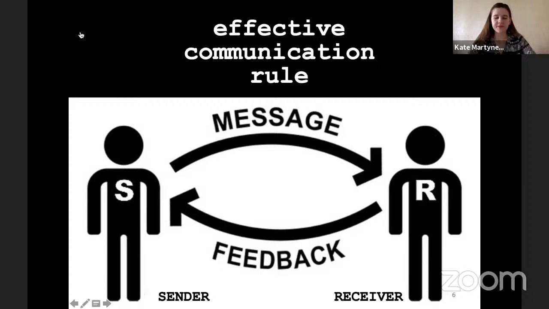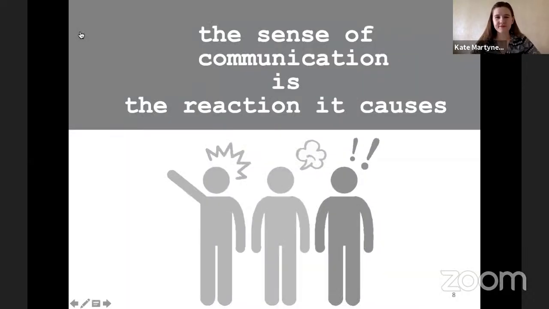So let's move on. Let's talk about the sense of communication. It is considered that the sense of communication is the reaction it causes. Do you agree with this or not?